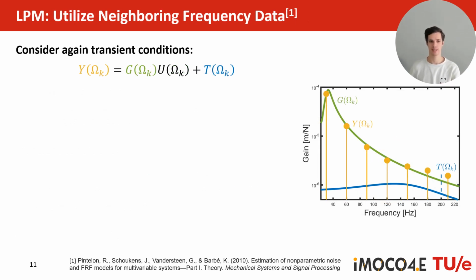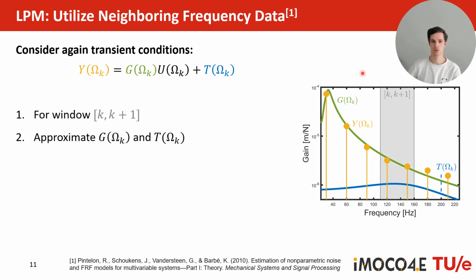So what LPM actually does is utilize neighboring frequency data and smoothness. Consider again the transient condition, where our output is a combination of the system, the input, and the transient. You can see the graphical representation of this over here. In green we have the system G, in blue the transient, and the output Y is some combination of these two.